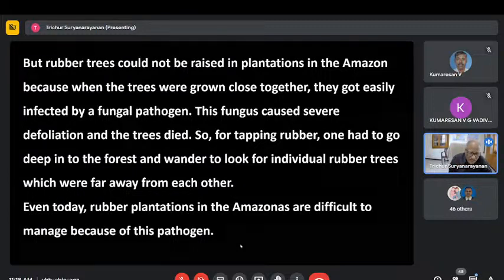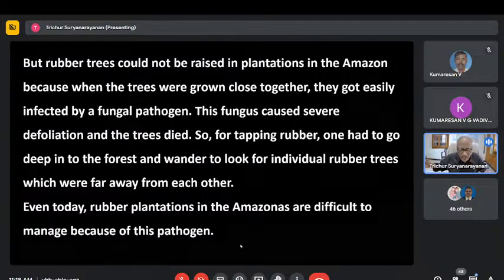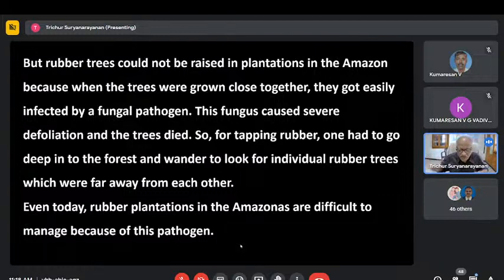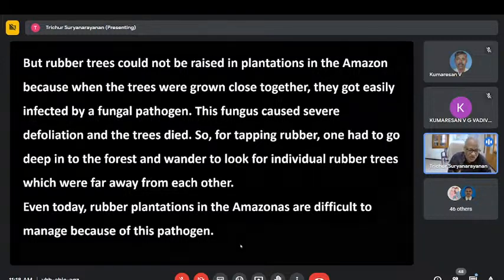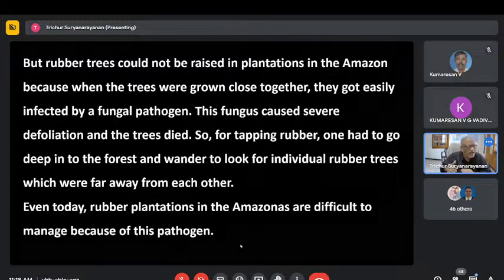And the fungus could spread easily from one plant to the next, because in a plantation you have only rubber plants growing close together. So if one tree is attacked, within a few months all the trees will be attacked. That fungus causes severe defoliation. All the leaves would rot and fall, and the trees would die. So it was not possible to develop plantations.